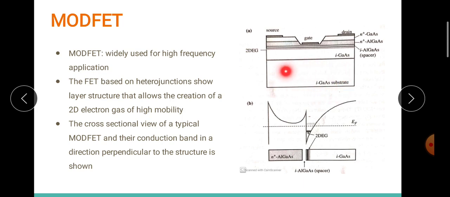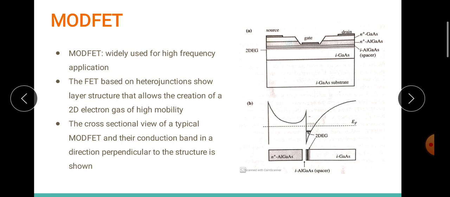We have the intrinsic gallium arsenide substrate. We have the heavily doped aluminum gallium arsenide, and in between that we have an intrinsic, or undoped, aluminum gallium arsenide layer, which is acting as a spacer. Now, the basic role of this spacer is to further separate the conducting electron channel from our N channel aluminum gallium arsenide and our intrinsic gallium arsenide.